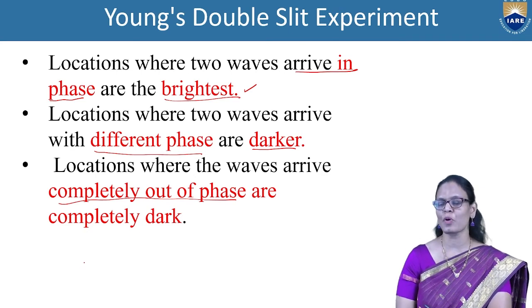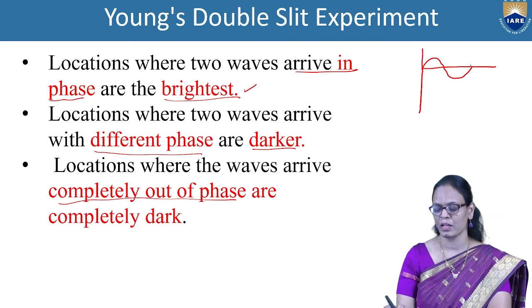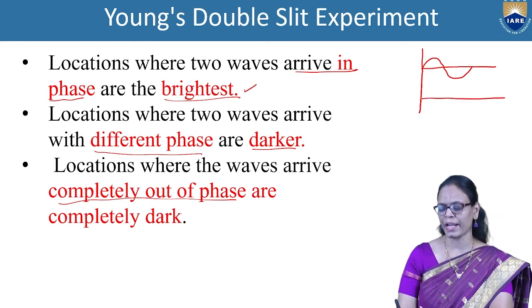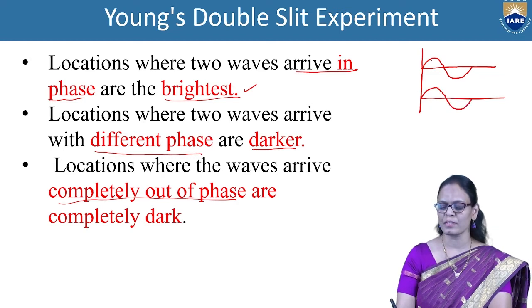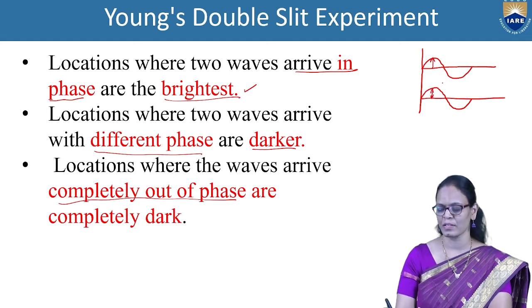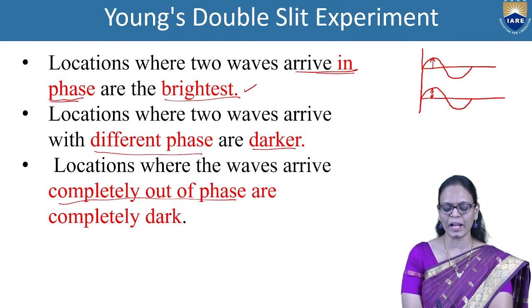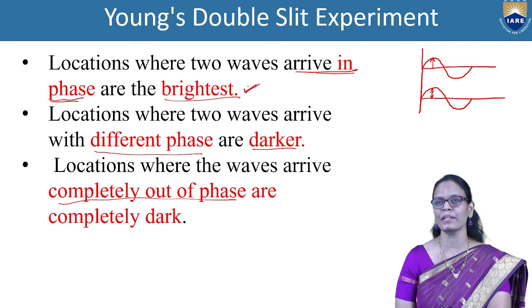So to explain this point, I would like to give you an example. So let us take the first wave. If this is the first wave, then you have the second wave also exactly in phase. Means if you have a crest here, you also have a crest here. So the crest falls on the crest and the trough falls on the trough. So they are arriving in phase. So when they are arriving in phase, the point is bright.